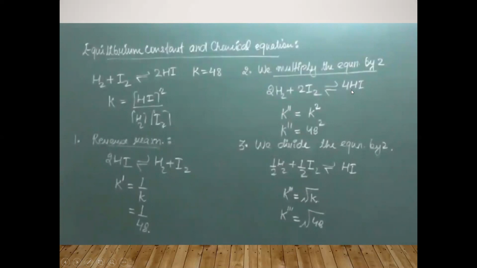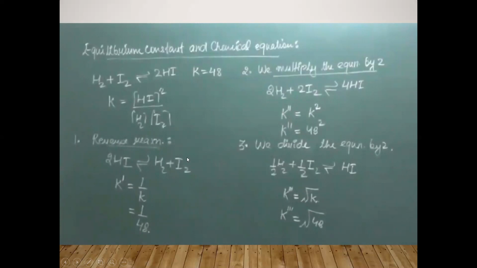Here I am multiplying the reaction by 2, so I will take the equilibrium constant to the power of 2. Clear? So the equilibrium constant for this reaction will be 48 square. And if I divide this reaction by 2, then how will I calculate the equilibrium constant for this? In that case, I will take the square root of the original equilibrium constant.